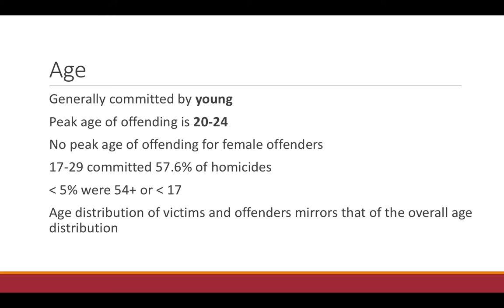Homicide is generally committed by young people, with that peak age of offending occurring between 20 and 24. Because so few homicides are committed by females, we don't really have a peak age of offending. People between the ages of 17 and 29 committed just over half of all homicides. Less than 5% were either older than 54 or younger than 17. If we look at the age distribution of victims and offenders, it mirrors the overall age distribution in the population.